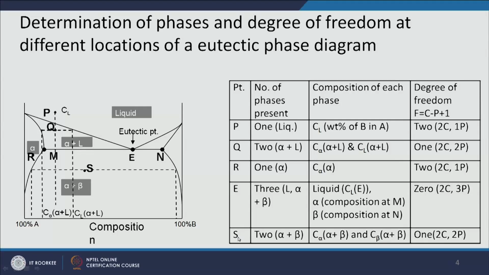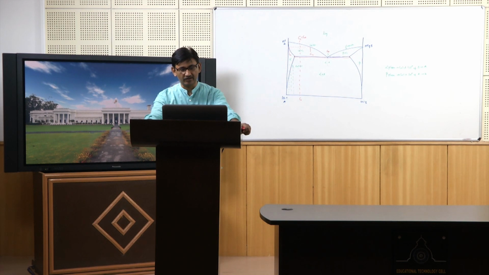At point S, you have again 2 phases, alpha plus beta, and the composition C alpha in alpha plus beta and C beta in alpha plus beta, and the degree of freedom is again 1. So this is the complete information of this particular phase diagram at different points: what are the different phases present, what are the compositions of these different phases, and what is the degree of freedom at that particular point.